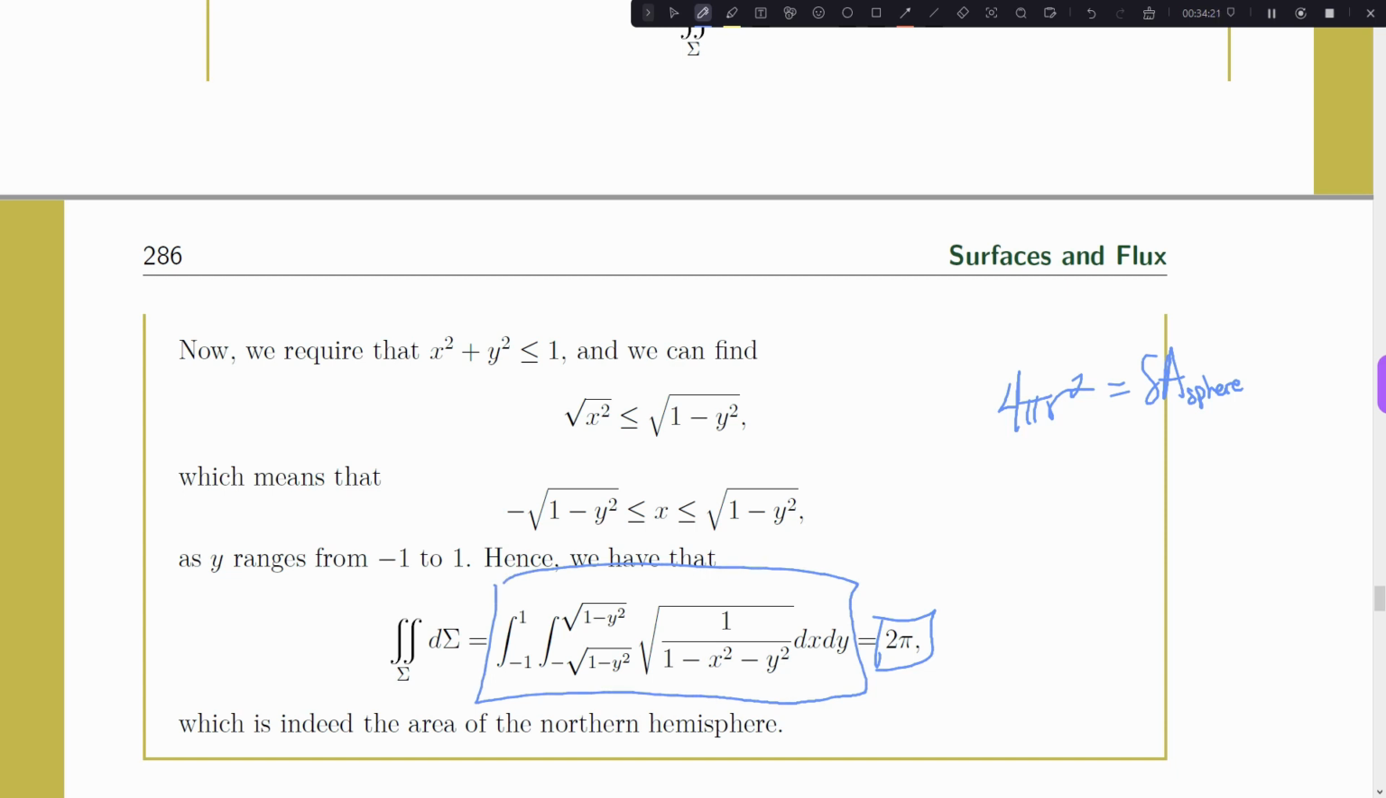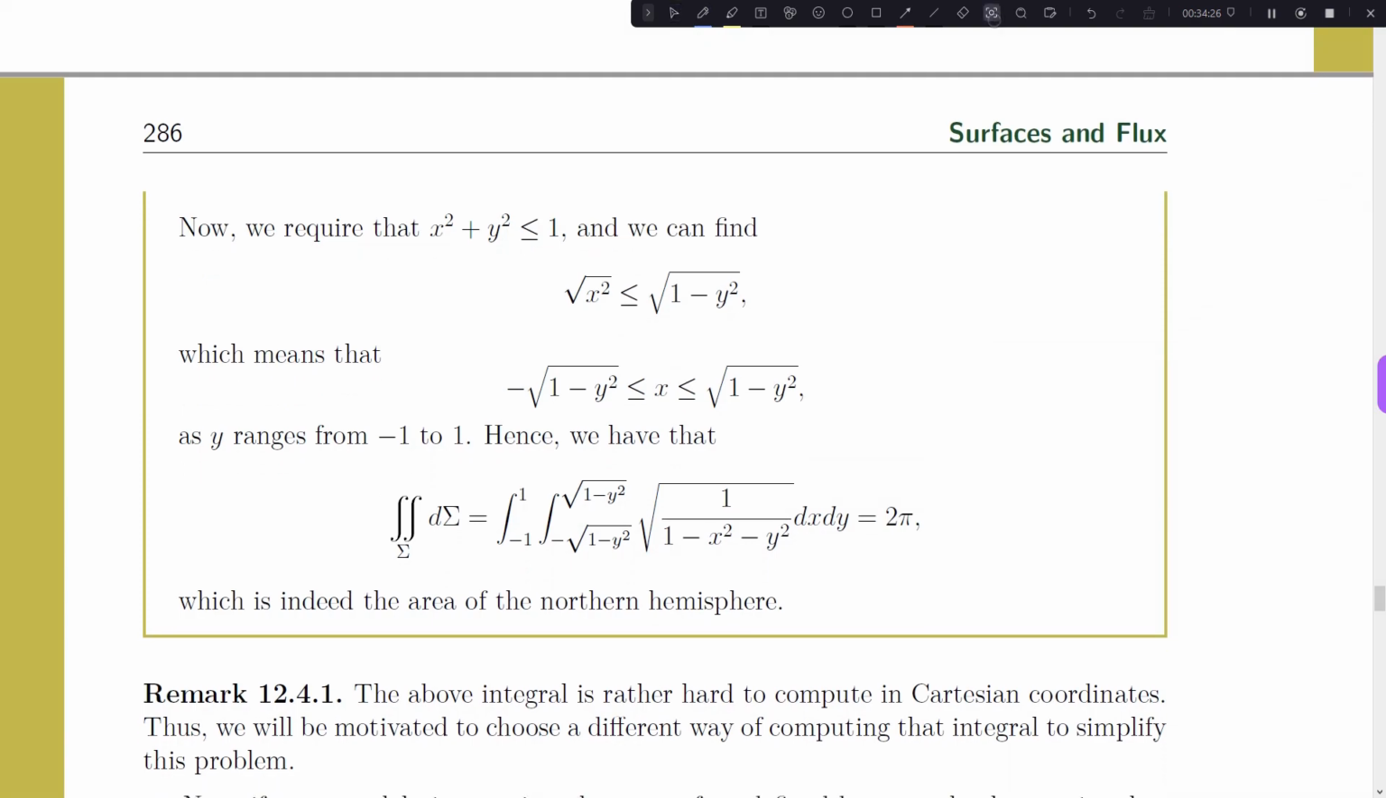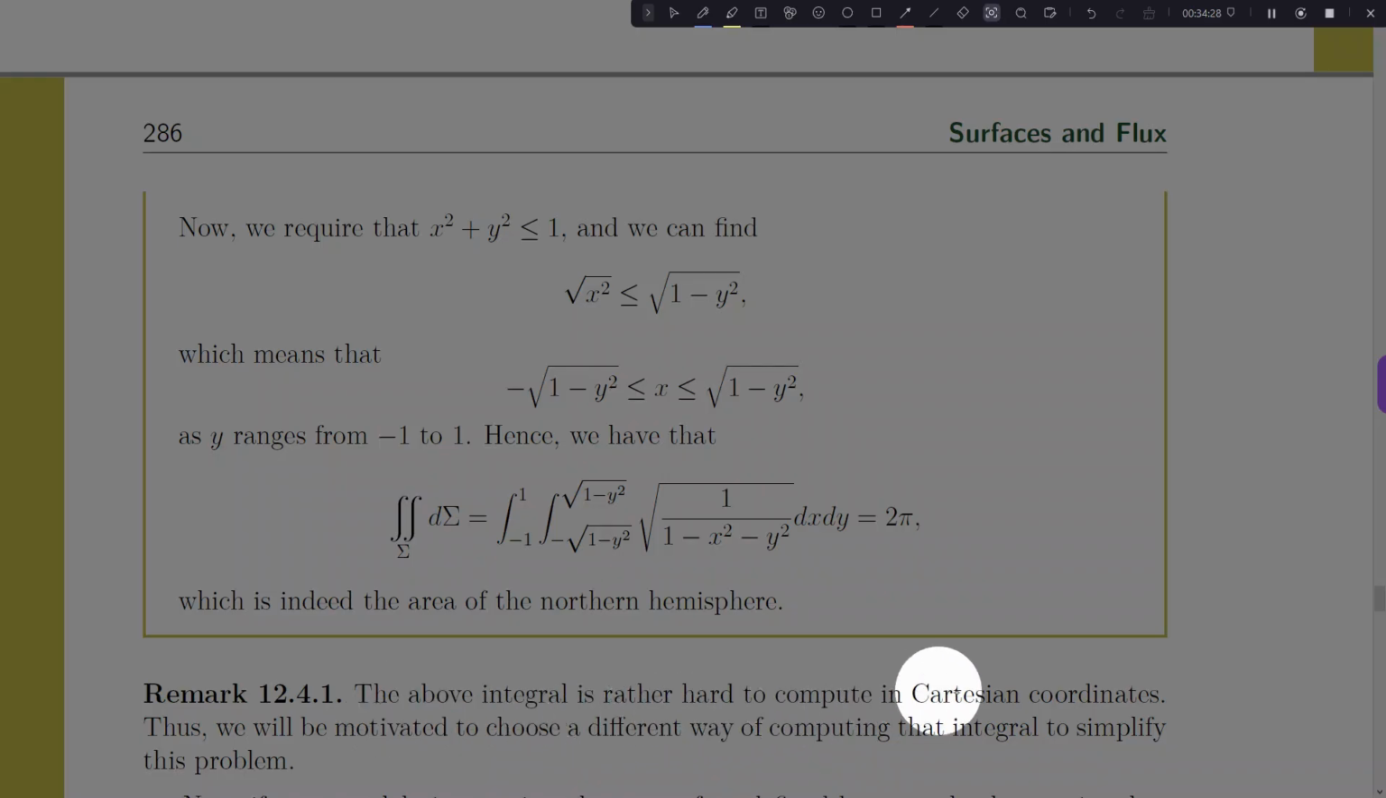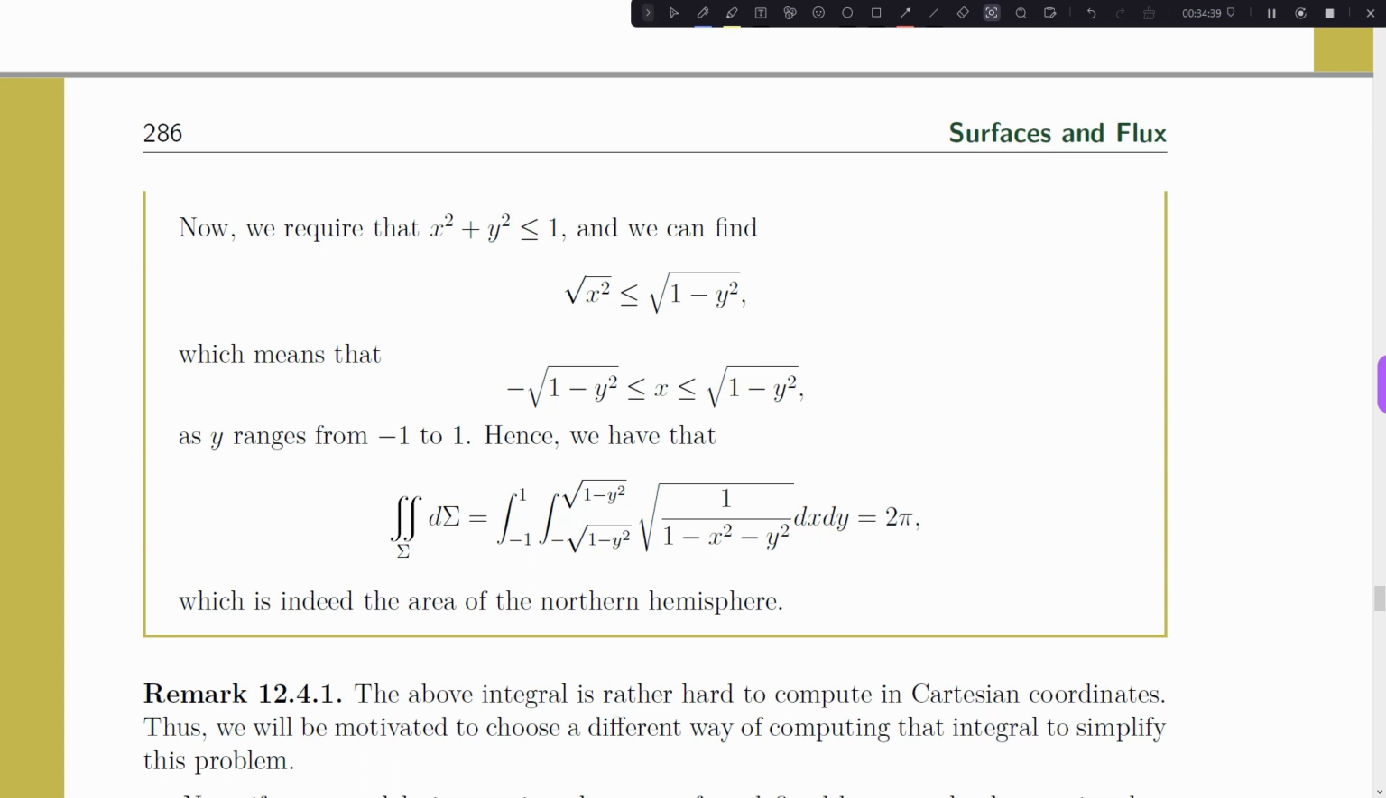I would be too. And then we'll look at the next remark here because of that. It says the above integral is rather hard to compute in Cartesian coordinates, and this is something special that we're going to start talking about now. We're going to choose a different way of computing the integral to simplify this problem. This is really setting us up for chapter 13, the next chapter in this book.